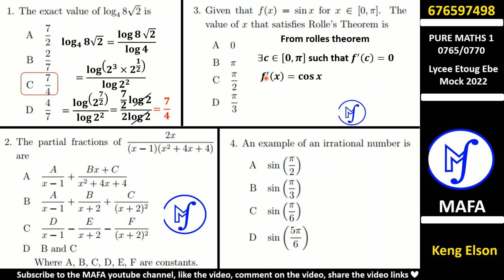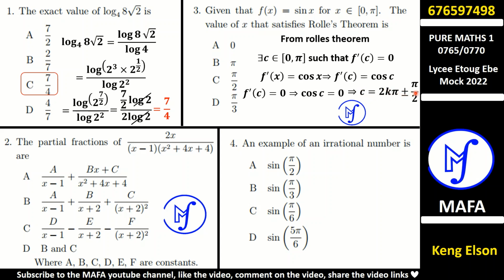So what is f prime of x? It is simply differentiating sine x, you get cos x. So it means f prime of c is cos c. Now f prime of c equal to 0 means that cos c is equal to 0. So we can get the general solution. Our c will give us 2k pi plus or minus pi over 2.